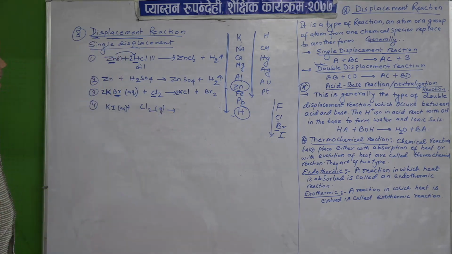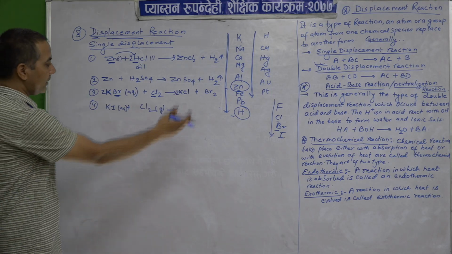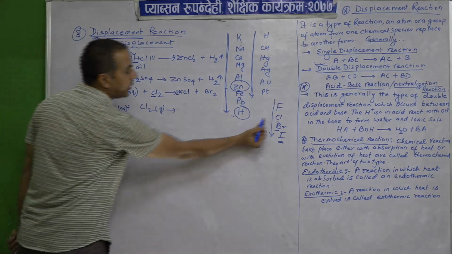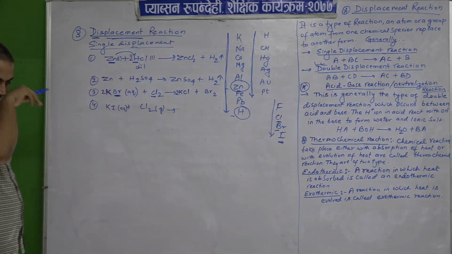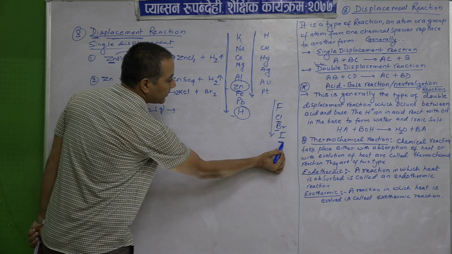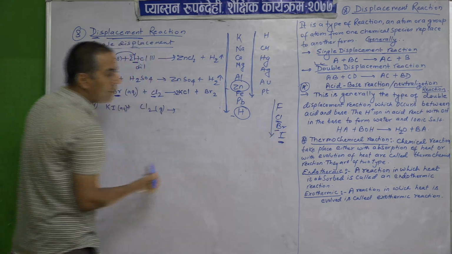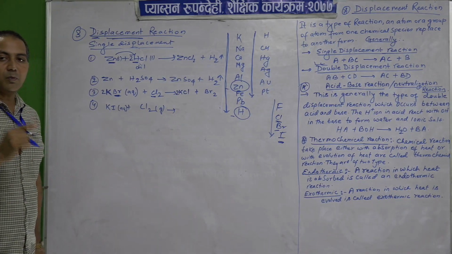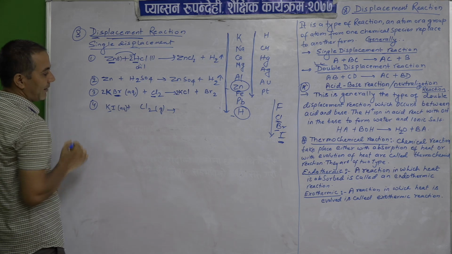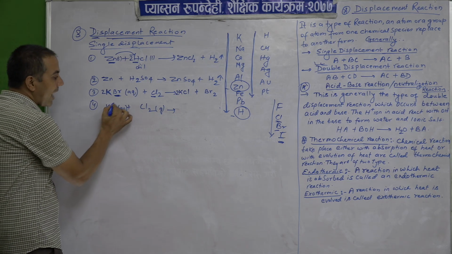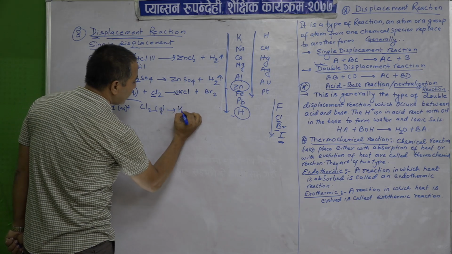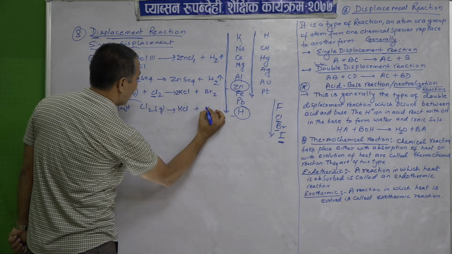What happened? Let's see the same chart. Iodine is in the lower positions and chlorine is in the upper positions. Therefore, chlorine is more reactive than iodine. And now what happened? Now iodine will be replaced by chlorine. That means potassium chloride plus iodine.